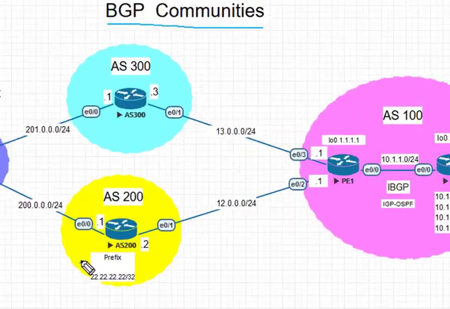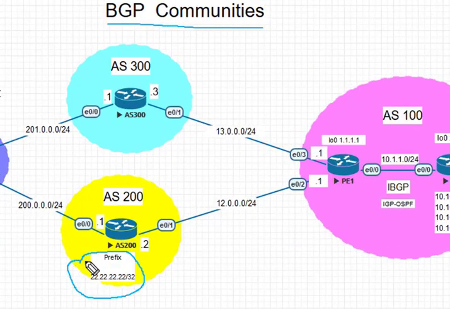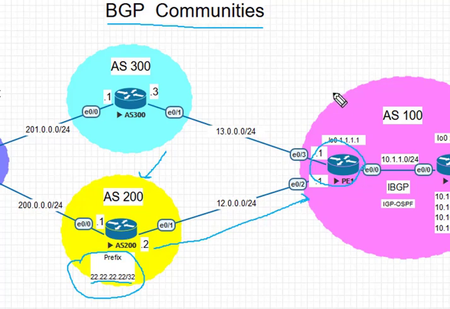We have AS200. This AS is going to advertise a /32 prefix into BGP over to AS100. Our task for the day is that when PE1 in AS100 receives this prefix, we need to ensure that the prefix is not advertised out to the peers of AS100. In this case, we have PE2. We're going to use the no advertise BGP community to accomplish our task. Let's now move on to the routers and start the config.